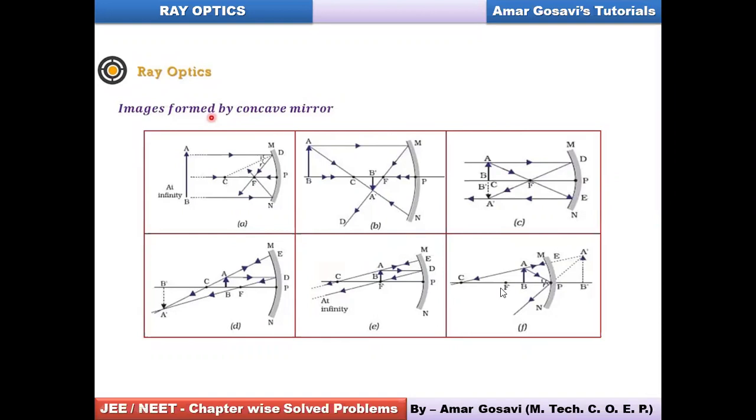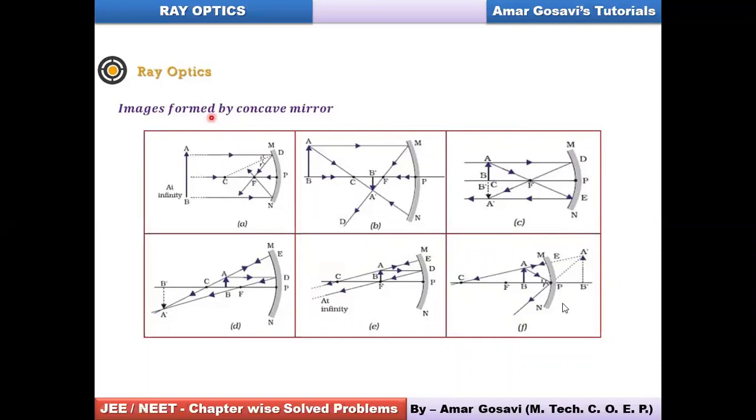So what we do, we extend these rays backward to get the image. And this is the image which is formed behind the concave mirror for this particular case. But how is the image? Image is erect, and important thing, it is magnified. So this is the only situation where the image will be formed beyond or behind the concave mirror, friends.